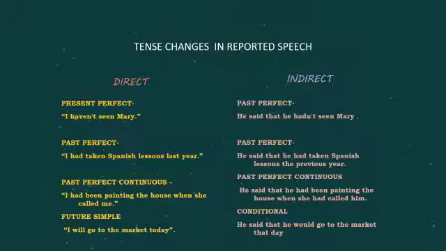Past perfect, "I had taken Spanish lessons last year," remains as past perfect. He said that he had taken Spanish lessons the previous year. Past perfect continuous, "I had been painting the house when she called me," remains as past perfect continuous. He said that he had been painting the house when she called him.